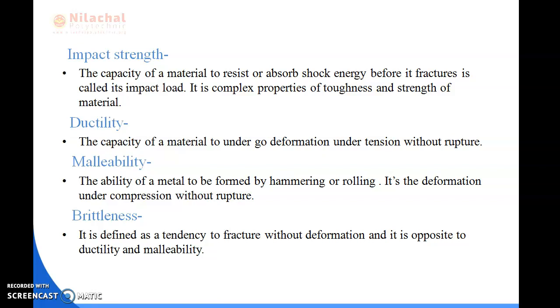Malleability is like being formed by hammering or rolling, and it is the deformation under compression without rupture or without breaking the material. It is often characterized by the material's ability to form a thin sheet by hammering. When we are hammering a thin sheet, the property of that sheet is called malleability. Or when we are rolling a thin sheet, the property of that material is called malleability.